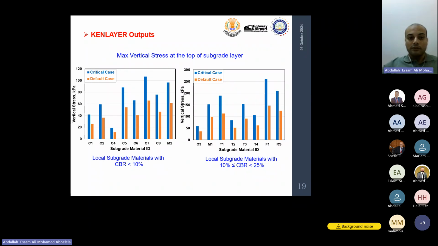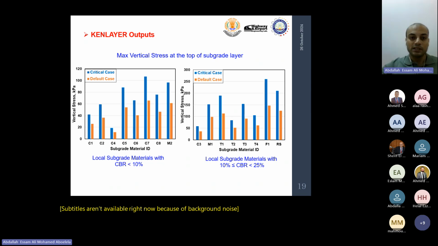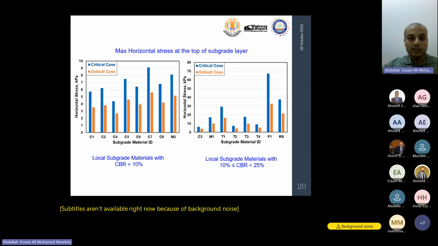The output includes the values of the maximum vertical stress at the top of subgrade materials and the maximum horizontal stress. And as we said, the values of vertical stress represent the deviatoric stress, and the values of horizontal stress represent the confining pressure. The two figures show the values of maximum vertical stress at the top of subgrade materials in two cases, the critical case and the default case of loading. And we show the values are not constant and they depend on the behavior of materials. We also generate a range for vertical stress or deviatoric stress based on local materials. And the two figures showed the values of horizontal stress at the top of subgrade materials and also showed the values are not constant for investigated materials.